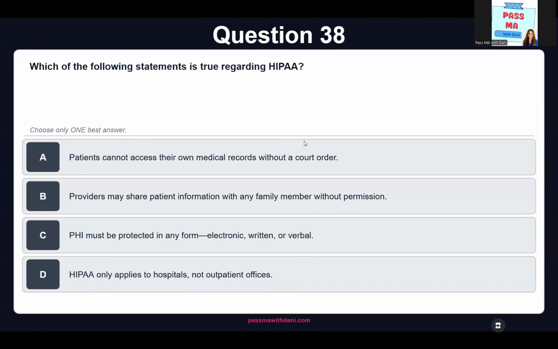All right, question number 38. Which of the following statements is true regarding HIPAA? A, patients cannot access their own medical records without a court order. B, providers may share patient information with any family member without permission. C, PHI must be protected in any form, electronic, written, or verbal. Or D, HIPAA only applies to hospitals, not outpatient offices.